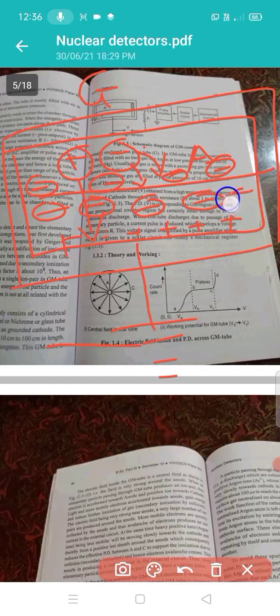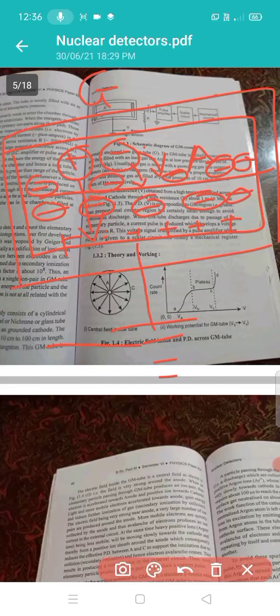There is a strong field, and hence the electrons will be collected near the anode and produce an ion current. At the same time, the heavy positive ions, being less mobile, will move slowly towards the cathode and thereby form a positive ion sheath around the anode, which consequently reduces the effective potential difference between A and C needed to support the ionization due to collision, that is the secondary ionization, and hence the electron avalanche ceases.